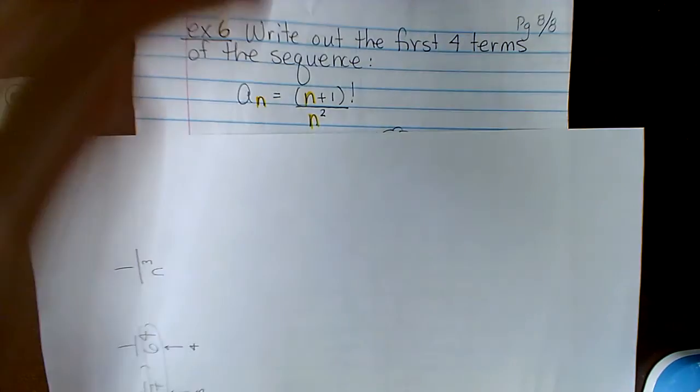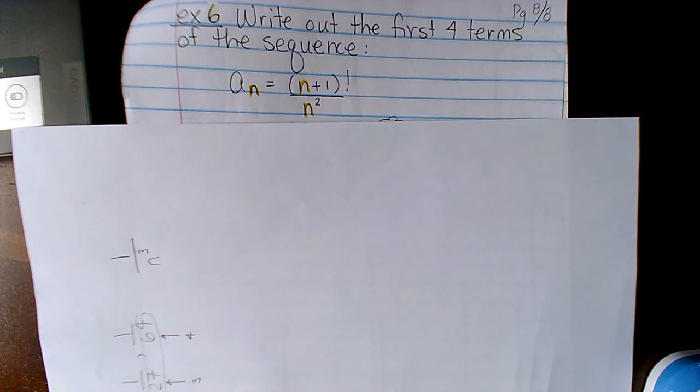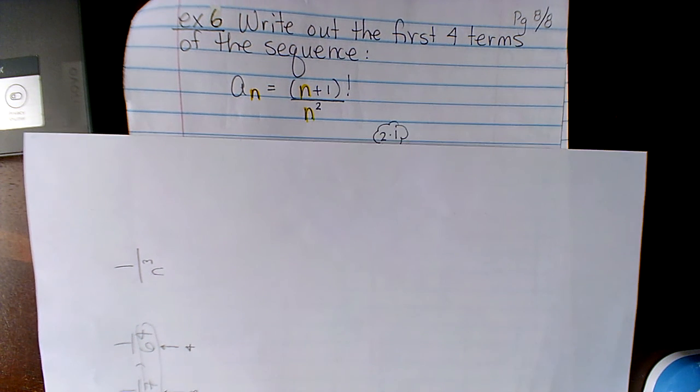Now, the factorials can be used in sequences as well. So let's write out the first 4 terms of this sequence. So pause the video. You know how to do this. You plug in 1 for n, you simplify it, there's your first term. You plug in 2 for n, you simplify it, there's your second term. So pause the video and write out the first 4 terms of this sequence.